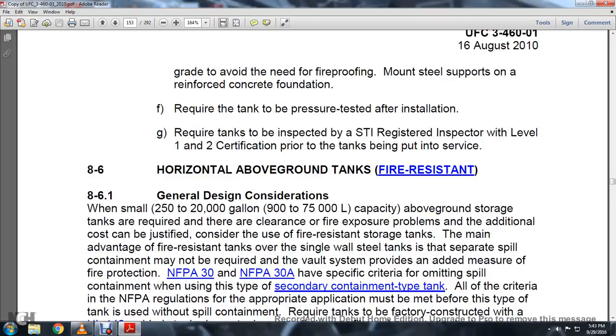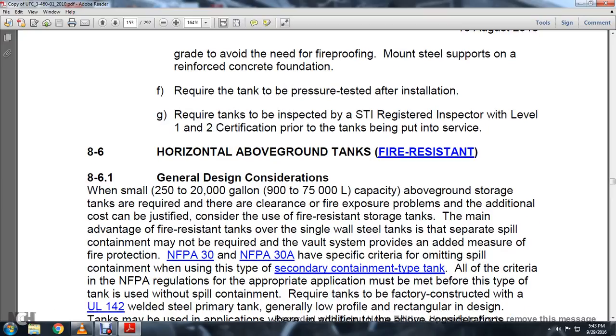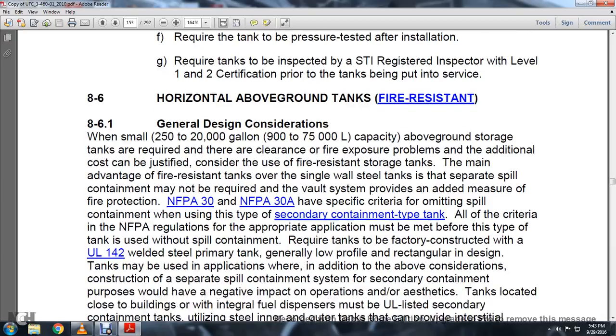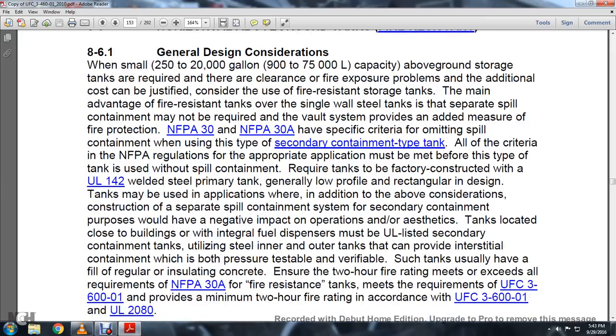NFPA 30 and NFPA 30A have specific criteria for limiting spill containment when using this type of secondary containment tank. With all the criteria of the NFPA regulations, the appropriate application must be met before this type of tank is used without spill containment. Require the tanks to be factory constructed with a UL 142 welded steel primary tank, generally low profile and rectangular in design. Tanks may be used in applications where, in addition to the above, separate spill containment would have a negative impact on the operation or aesthetics of tanks located close to the building. Integral fuel dispensers must be in UL listed secondary containment tanks.